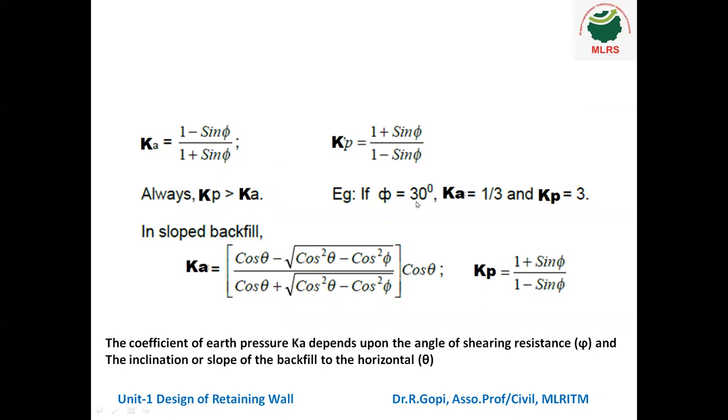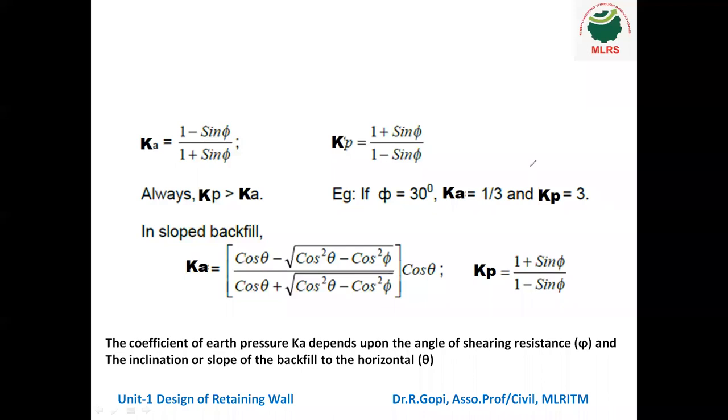Suppose, for example, the angle of internal friction of the soil is 30 degrees. You can substitute this phi value in both formulas. So we get Ka equal to 1 by 3 and Kp equal to 3. If you have doubt, you can substitute in the formula: 1 minus sin 30 divided by 1 plus sin 30 is 1 by 3, and 1 plus sin 30 divided by 1 minus sin 30 is 3. So not only for 30 degrees, for any type of soil, the Ka value is less and the Kp value is more.